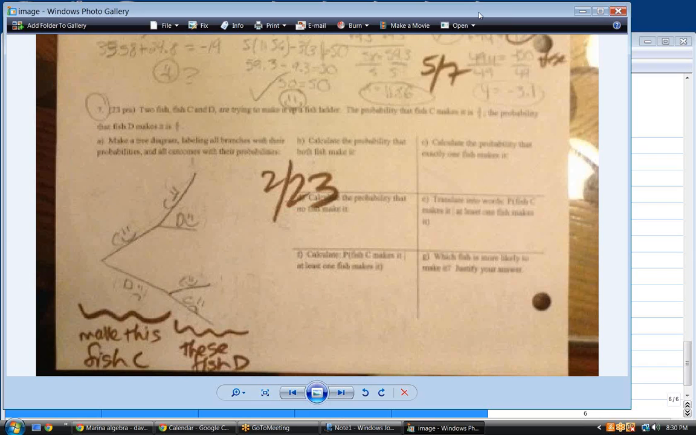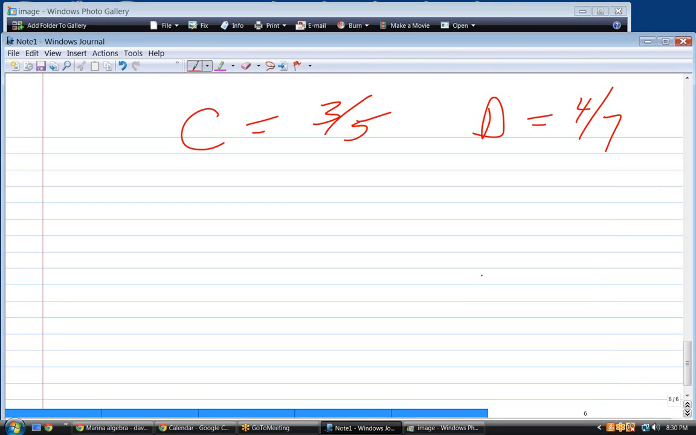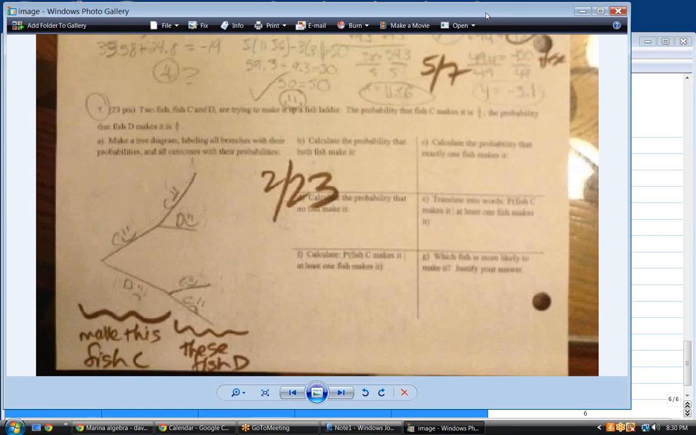So the only part you did was this diagram here? Is this the last question? Yeah, but I did the diagram wrong. Okay. Yeah, it is. Make this fish C and this fish D. So I'm a little confused here. What is a fish ladder?